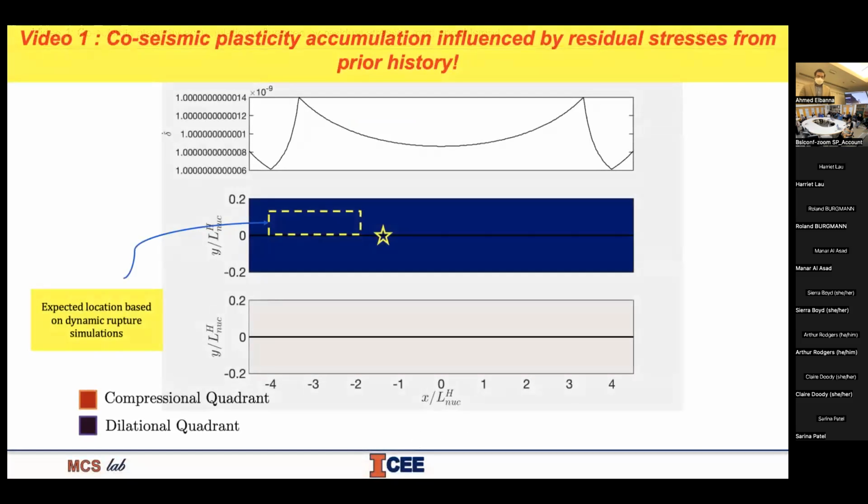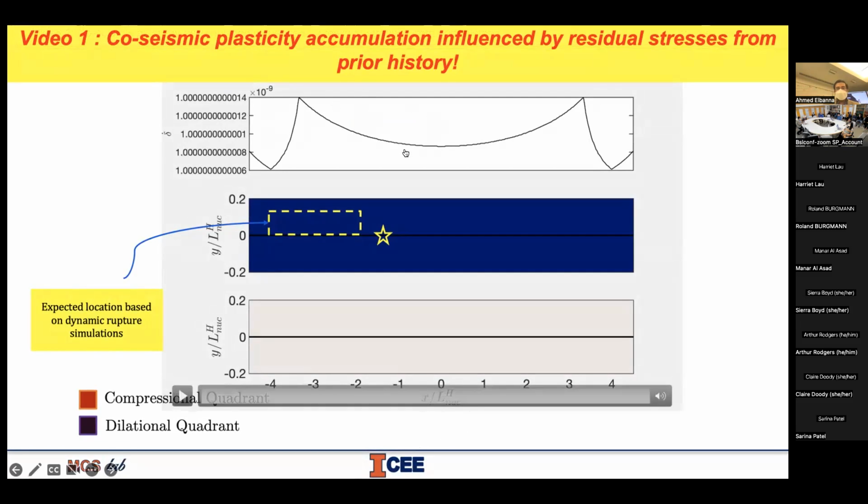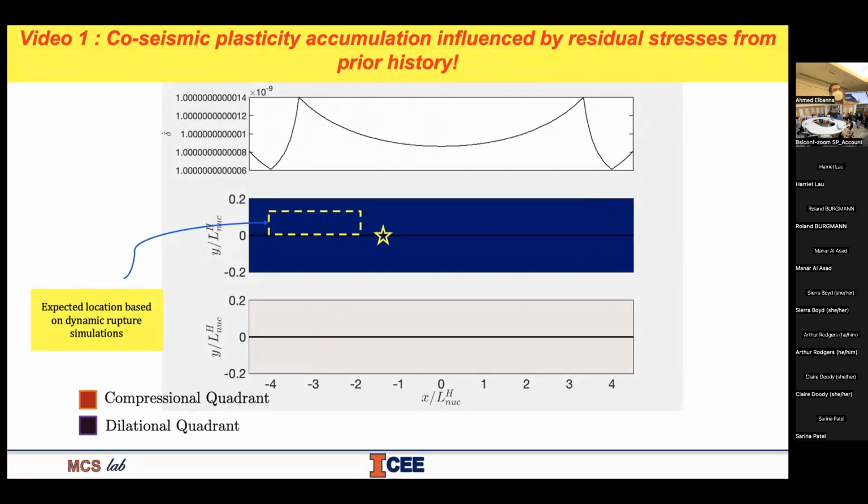So let me show you just a couple of videos to break the monotonicity of what I have presented here. The first one is a video that shows the co-seismic plasticity accumulation influenced by the residual stress field that is being perturbed because of the aseismic deformation and the prior history. In the top panel, that shows the slip rate on the fault, the central one shows the plastic strain accumulation, and the bottom one shows the mean stress as the aseismic creep penetrates through the fault and then the rupture starts. So let's see here.